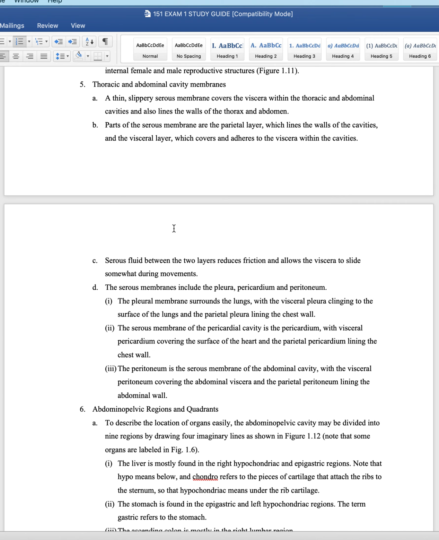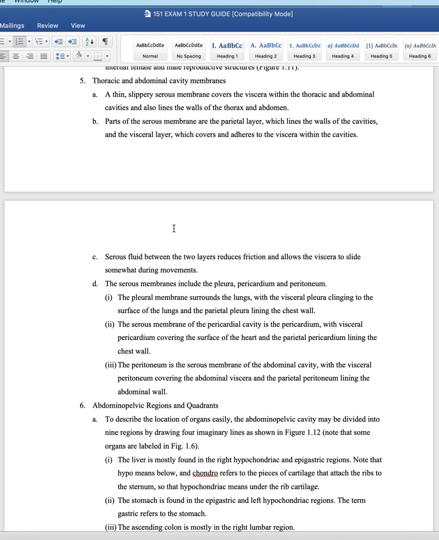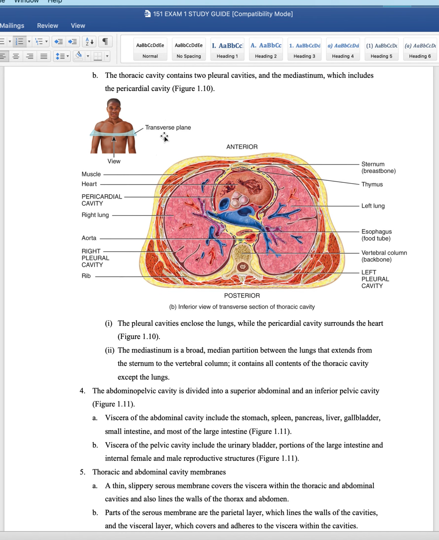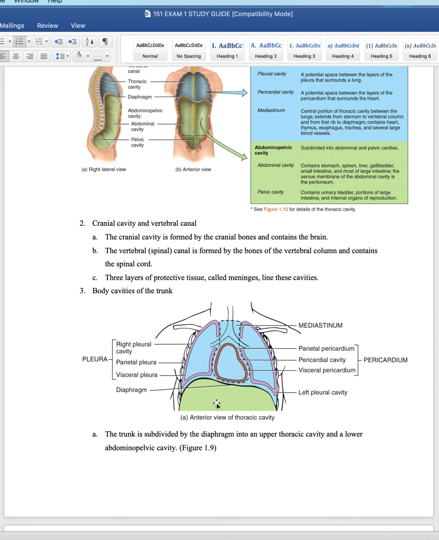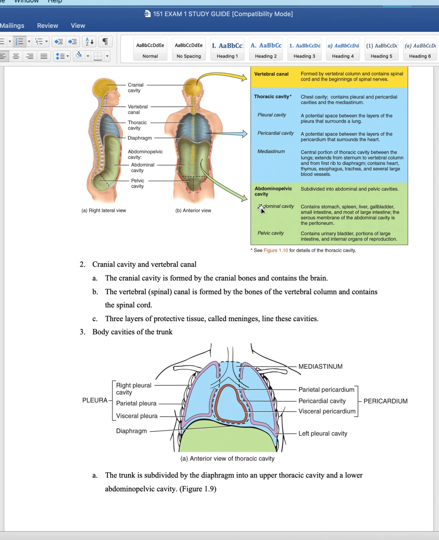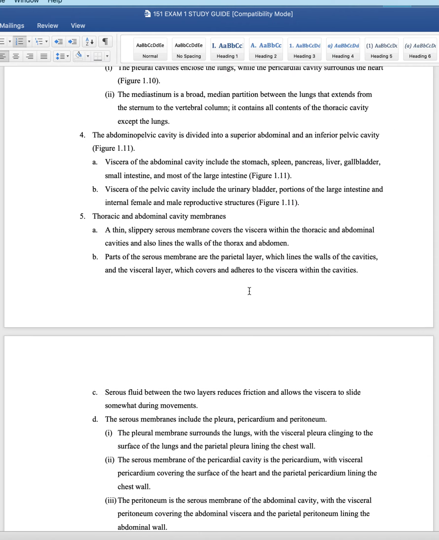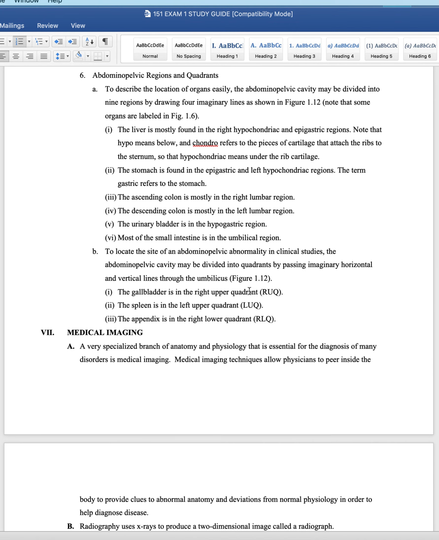Let's see, moving down. We are also going to have membranes that separate these out. We have serous membranes that separate out the major cavities, and you'll need to know the names of all of these different cavities and their membranes as well. So you'll need to know, for example, the names of the membranes that separate. So diaphragm is going to be the membrane that separates out the abdominal cavity from the thoracic cavity, for example.